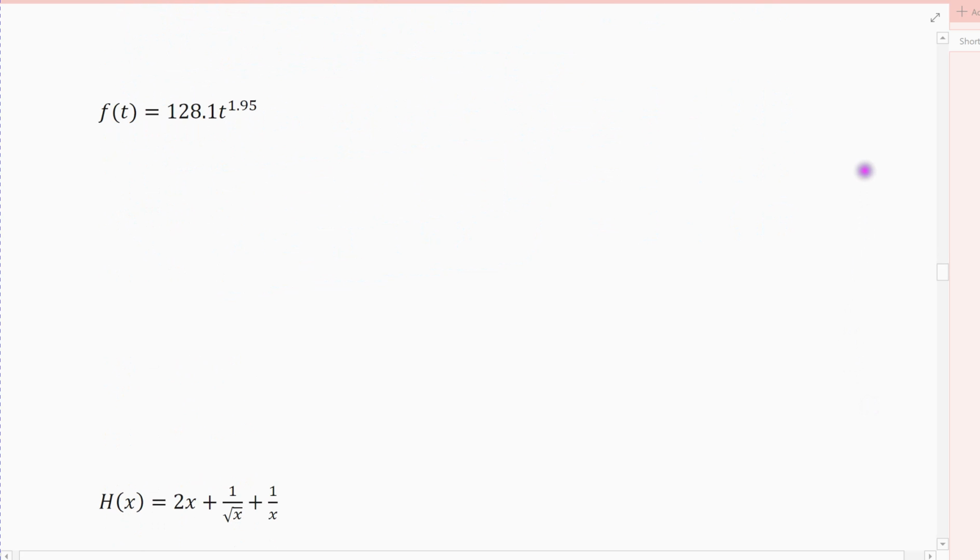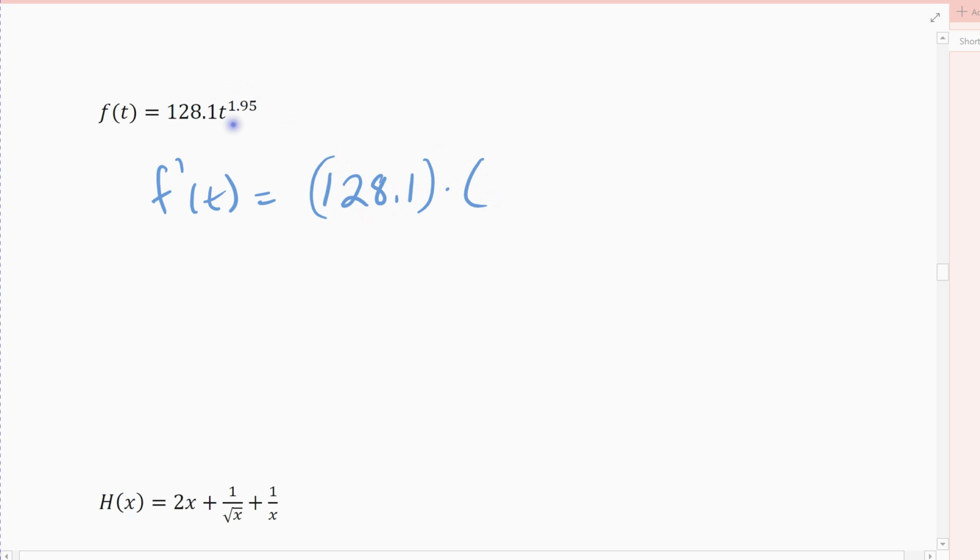All right, next example, f of t. So this one's simple, other than the numbers are ugly, but a lot of times in applications the numbers will be ugly. And so this is just the power function. There's only one function. There's the constant out front, and then t raised to the power 1.95. So the derivative of this, again, I'm going to write it out since the numbers are ugly. The 128.1 is going to come along, and then I'm going to multiply that. So I'm going to put 128.1 in parentheses, times parentheses.